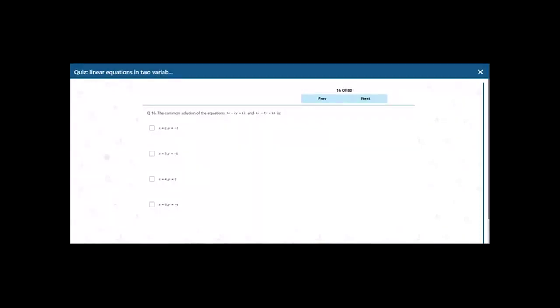Common solution of the equation. That is, it should satisfy both. Option 3, ma'am. That's correct. So next one.